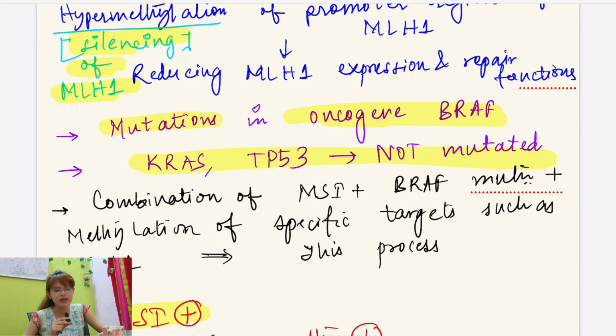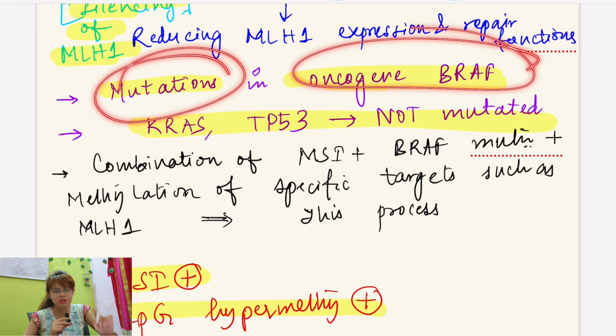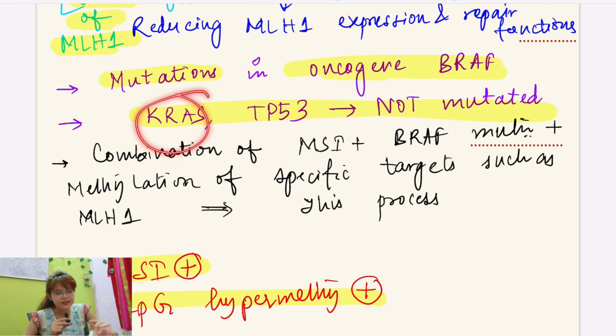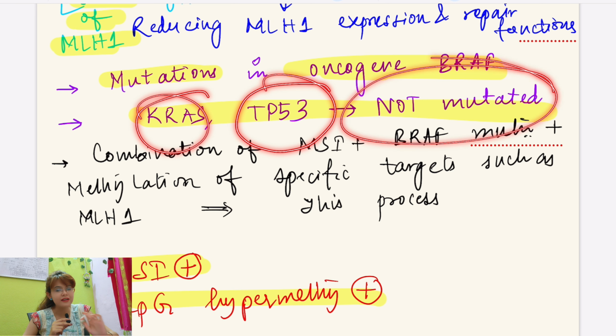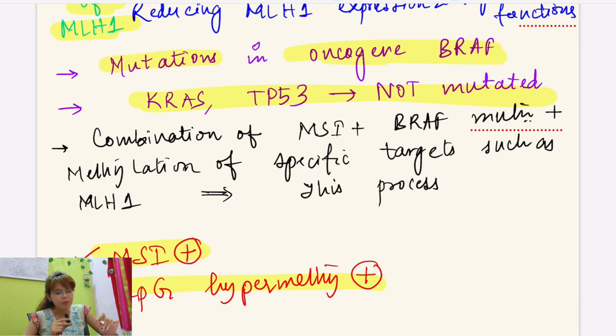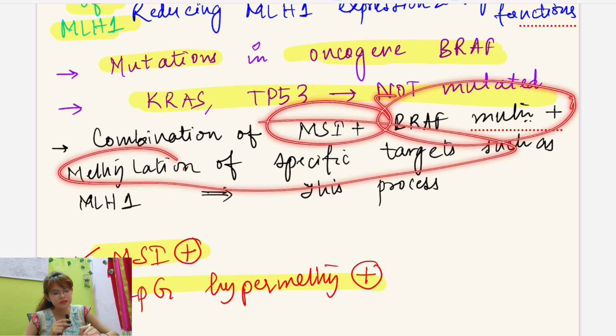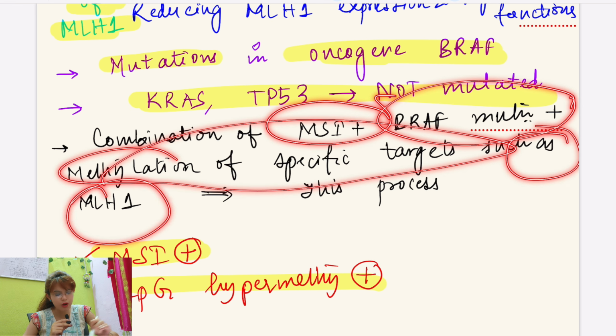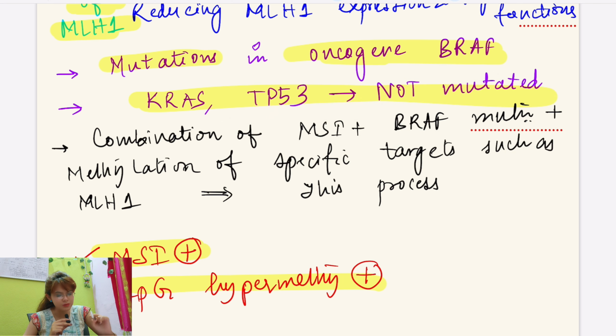Now along with this, we can also have mutations in the oncogene BRAF. KRAS and TP53 mutations are not present in this particular pathway. Combination of MSI plus BRAF mutation plus methylation of specific targets such as MLH1. This is basically the summary of this process.